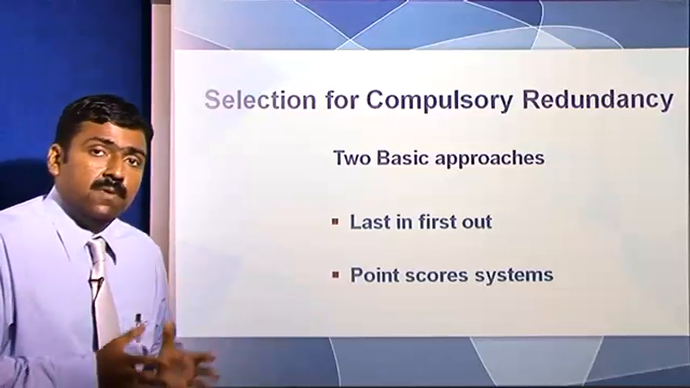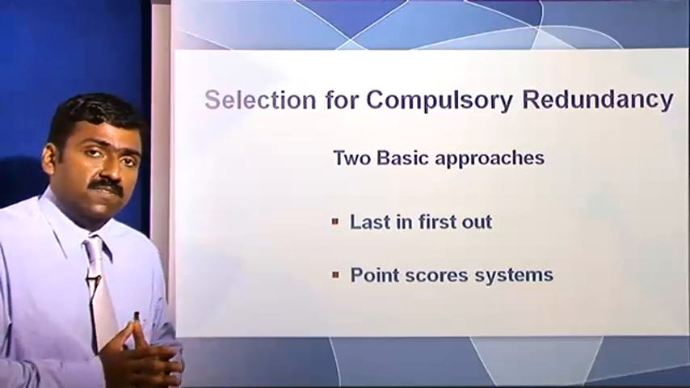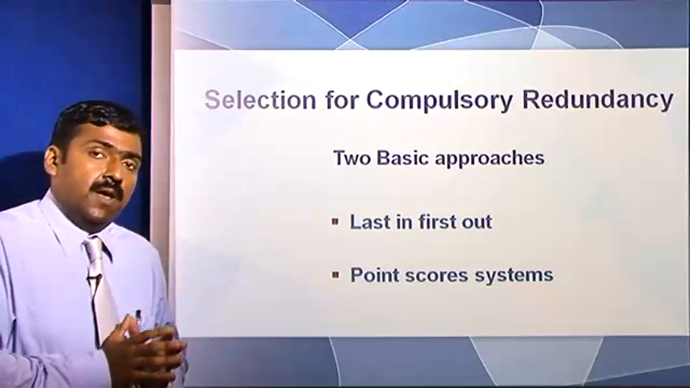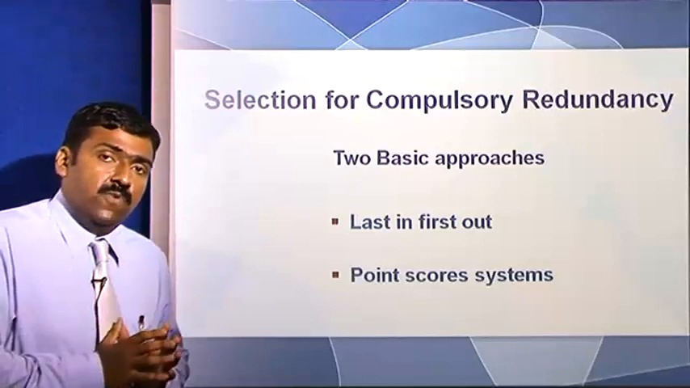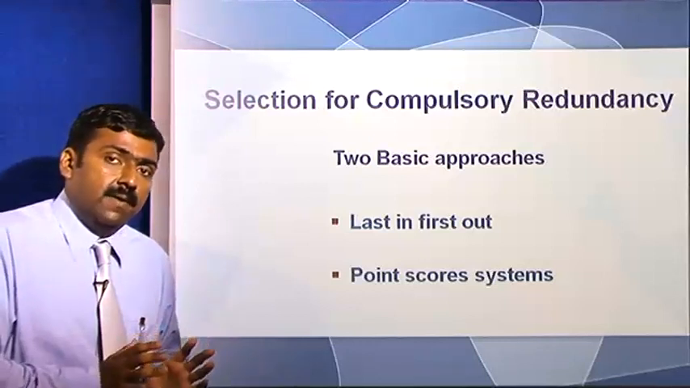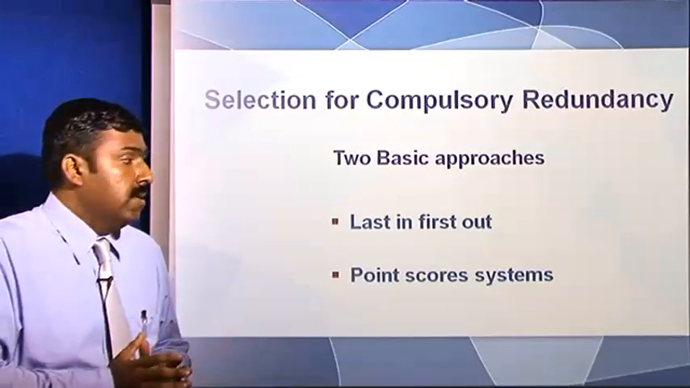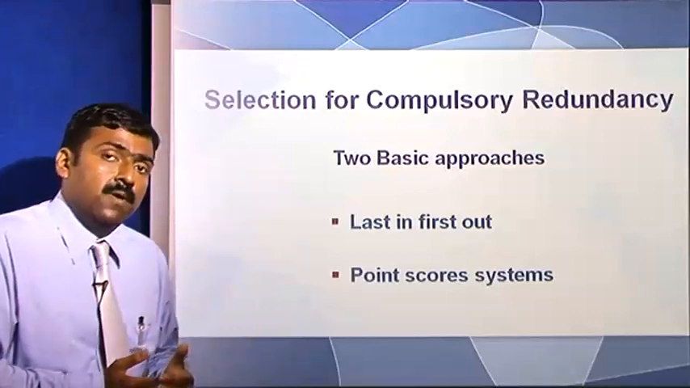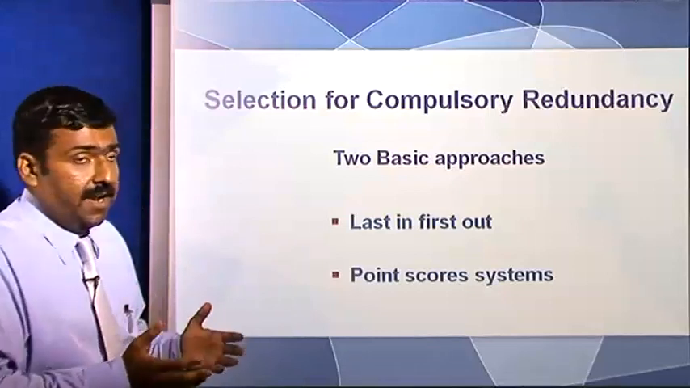Point score systems deal on a thoroughly objective basis by taking merit into account. People who are meritorious and talented, whose job performance is evaluated, are retained when compared to those with poor performance, by assigning scores and analyzing the various factors involved, and then redundancy is carried out.